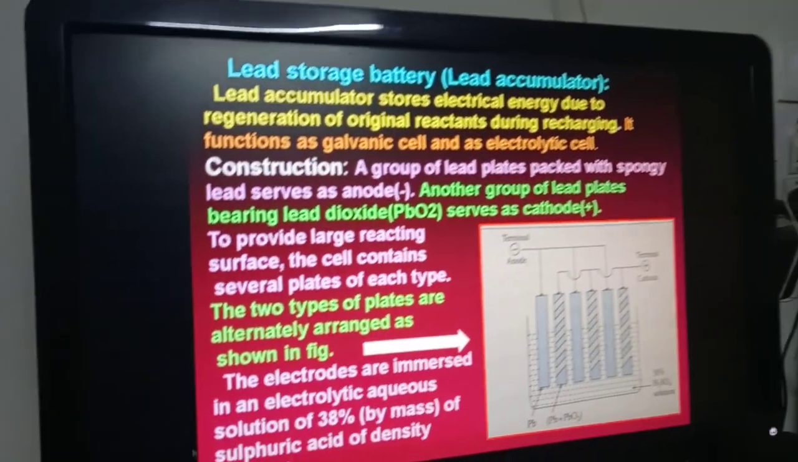It is a rechargeable cell. The chemicals can be regenerated, so the cell reactions are regenerated back in this lead accumulator. So it is a secondary voltaic type of cell. Now let us observe the figure shown.